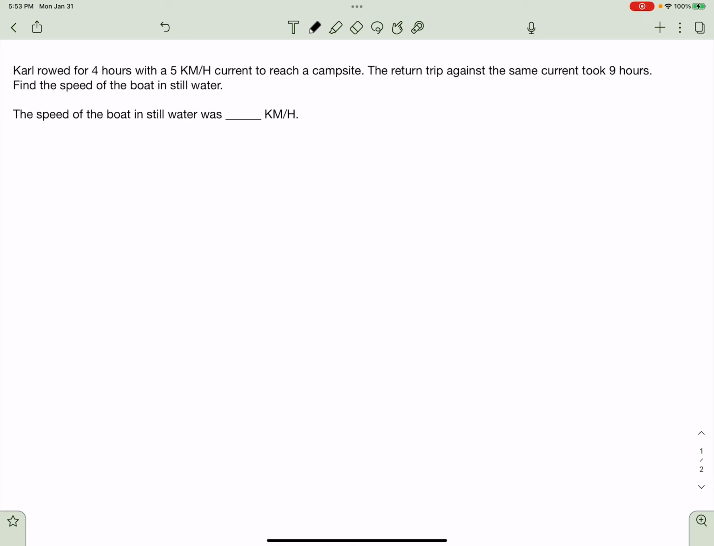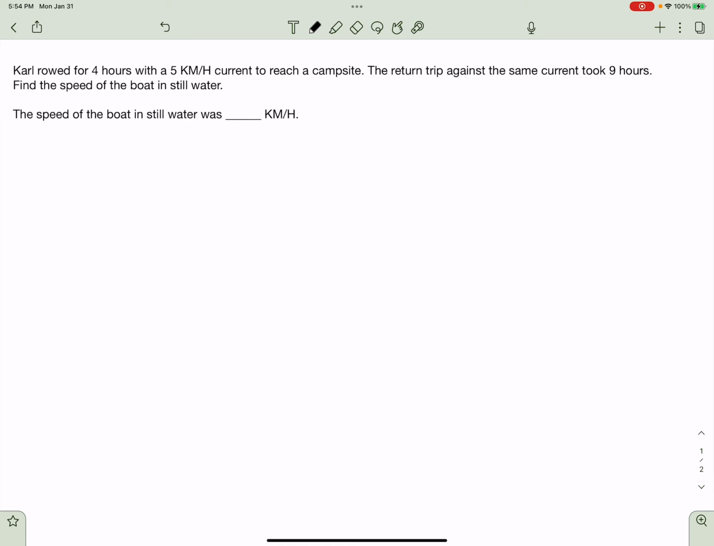I've decided to make a video on the distance equals rate times time application problem that we have in our MyMathLab. First of all, we've got a few things going on in this problem. We have Carl rowing for 4 hours with a 5 kilometer per hour current to reach a campsite. Then we have a return trip against the same current that took 9 hours. And we want to find the speed of the boat when Carl rows it in still water.